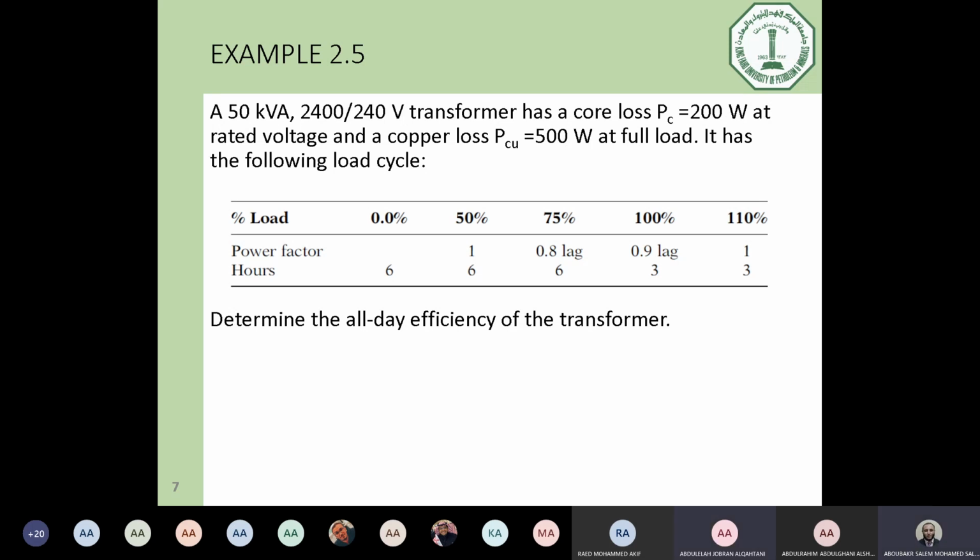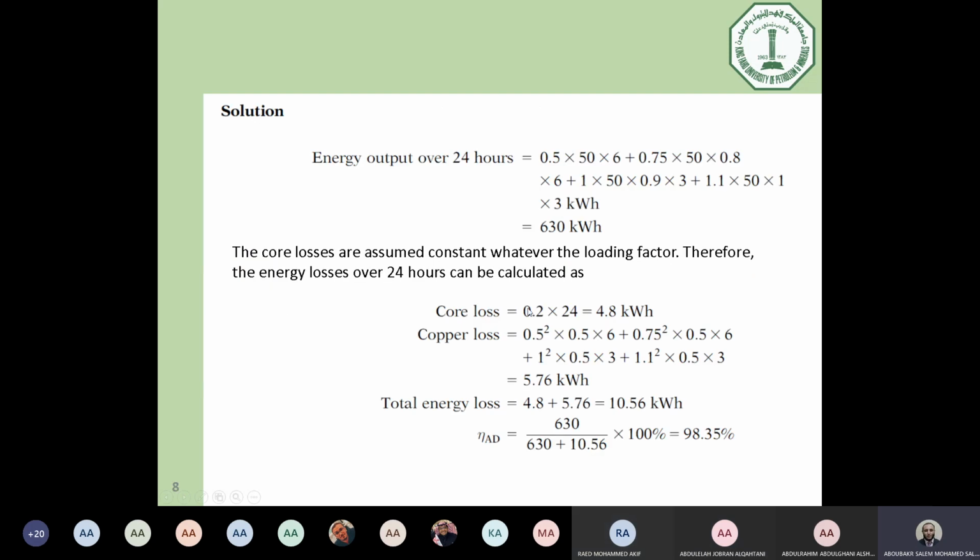Copper loss is load dependent. So this means that core loss, even if the transformer is not supplying any load, there will be some losses. Is it right? Yes, the core losses. Exactly. So we have to consider the core loss for the 24 hours. This is because the primary voltage is applied to the transformer, whatever the loading condition of the transformer. So we have core losses all of the time.